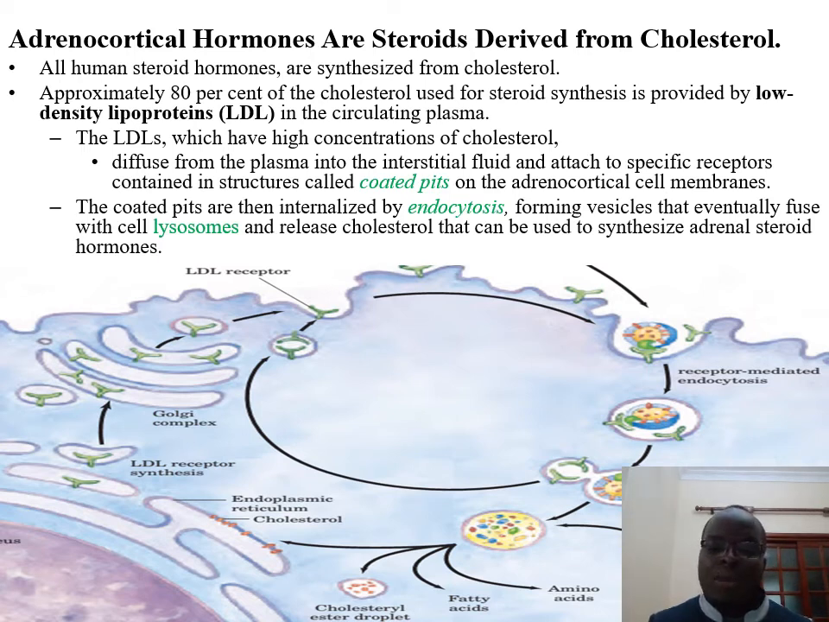Of course, the receptors can be recycled. So you can see the receptors that can be recycled. Some of the receptors can be recycled, while some of the receptors need to be produced from the rough endoplasmic reticulum, then translocated to the plasma membrane of these adrenocortical cells.